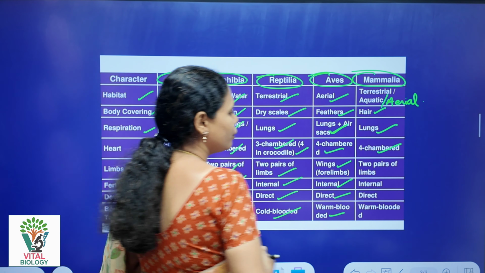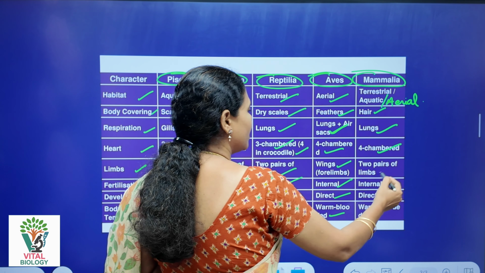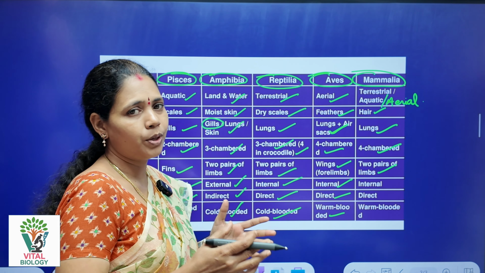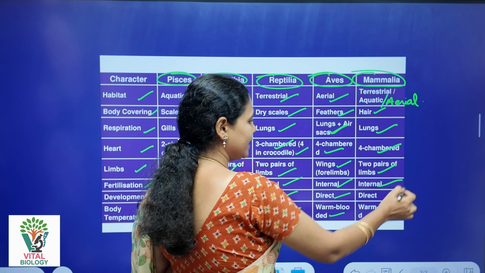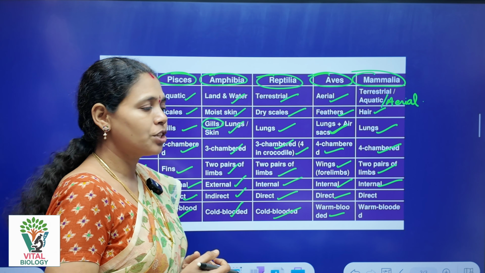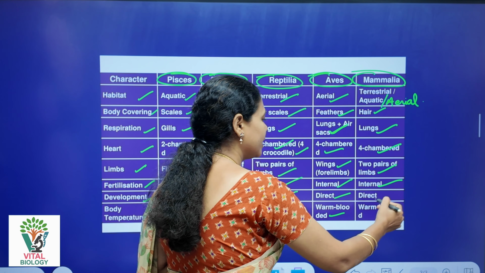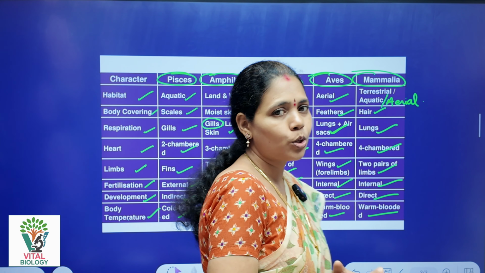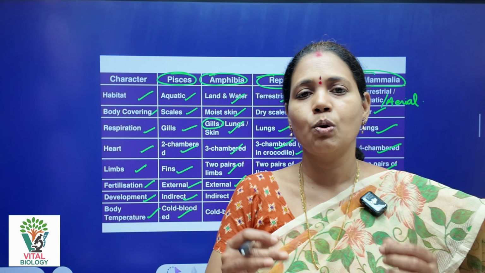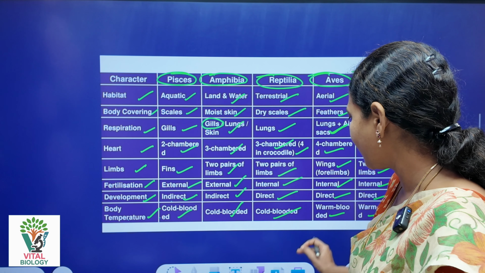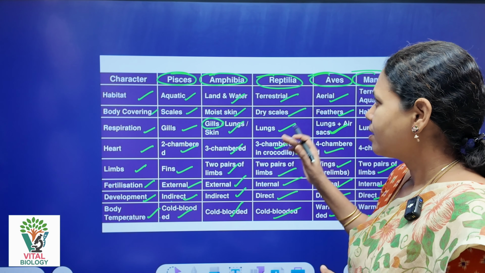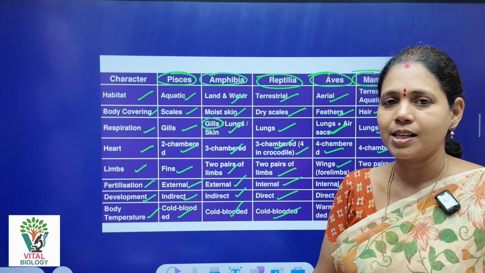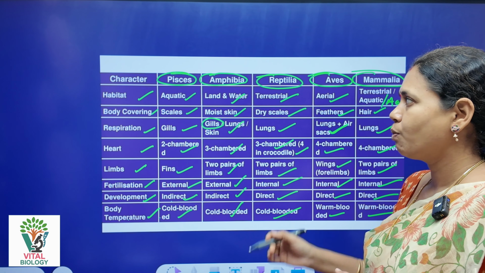The heart is 4-chambered, and 2 pairs of limbs can be observed. Here the fertilization is internal fertilization, and the development is direct development. Mammals are also warm-blooded, or otherwise homeotherms. So these are the various characteristic features as a comparison in the various groups of vertebrates.